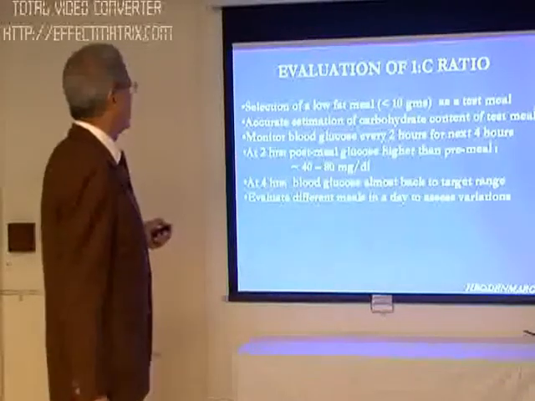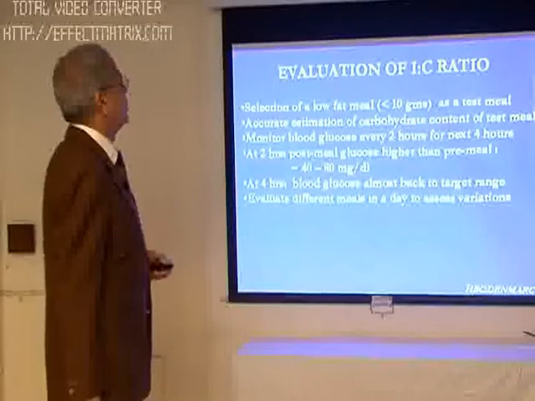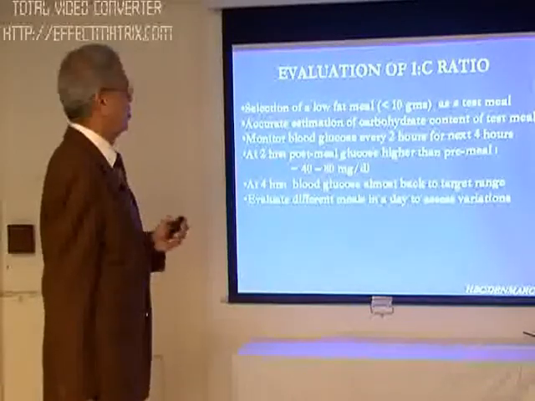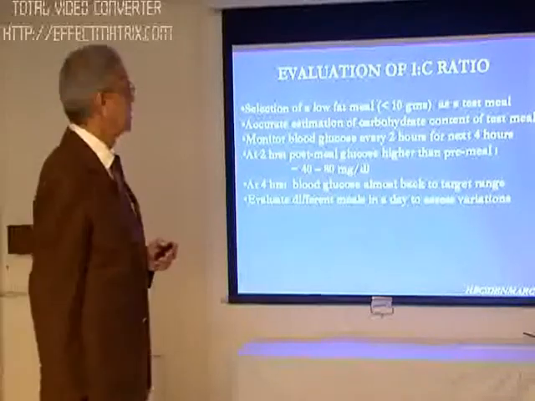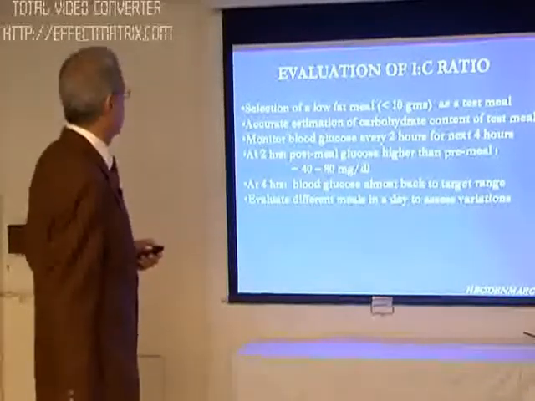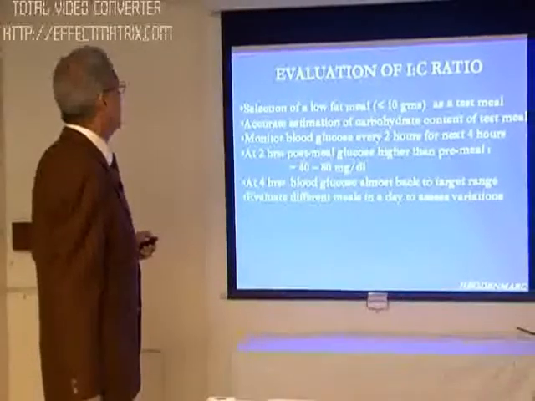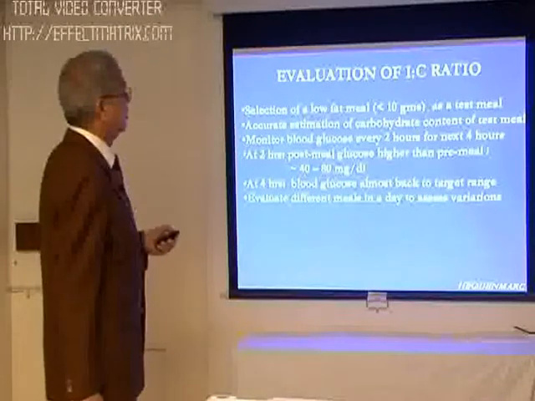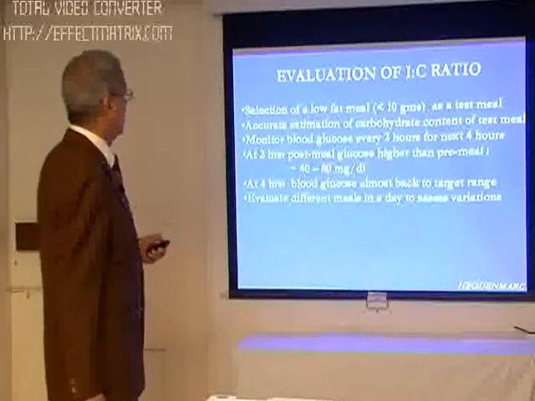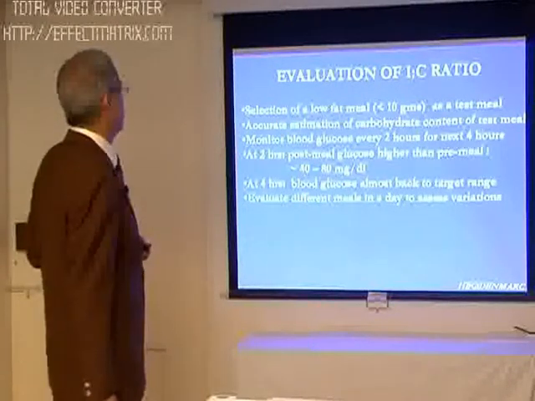That is, the patient has to select a low fat meal which is less than 10 gram fat, because fat is metabolized very slowly and therefore it will overlap or vitiate the calculations in the insulin carbohydrate ratio calculation. Therefore you go for a low fat meal, and then you make sure the carbohydrate content is accurate so that the ratio you get will be accurate, because if there is a mistake here, obviously it will be transferred into the final calculations.